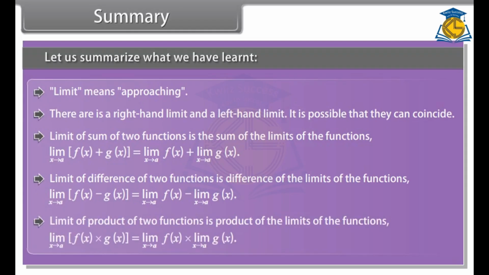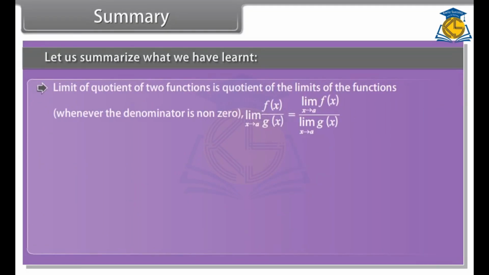Limit of the product of two functions is the product of the limits of the functions. Limit x tends to a of f(x) into g(x) is equal to limit x tends to a of f(x) multiplied by limit x tends to a of g(x). Limit of the quotient of two functions is the quotient of the limits of the functions whenever the denominator is non-zero. Limit x tends to a of f(x) by g(x) is equal to limit x tends to a of f(x) by limit x tends to a of g(x).